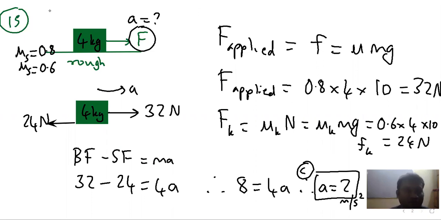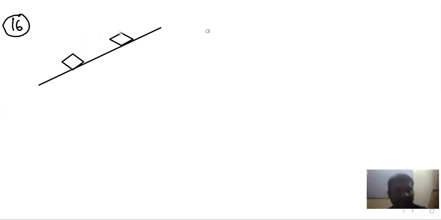Moving on to our next question. Question number 16. In it we have two blocks as shown in the diagram. This is block number 1 and this is block number 2. So we have two blocks, A and B. They are connected by a string. So this is the connecting part between two blocks.